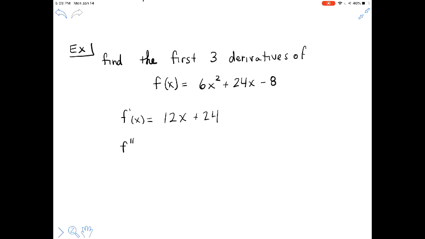Second derivative would be the derivative of the first derivative. So now we need to take the derivative of that. And again, go term by term. The derivative of 12x is 12. And then the derivative of 24 is 0. And then the third derivative would be the derivative of the second derivative. The derivative of 12 is 0. So those are the first three derivatives of that function. And honestly, as far as what to see and expect in your homework, it doesn't get much more challenging than that as far as just finding a number of derivatives of a simple function.